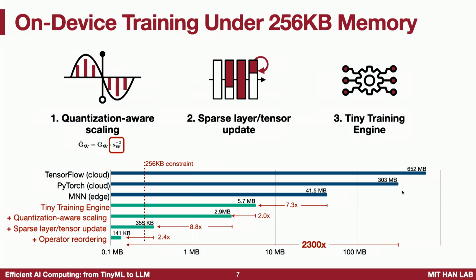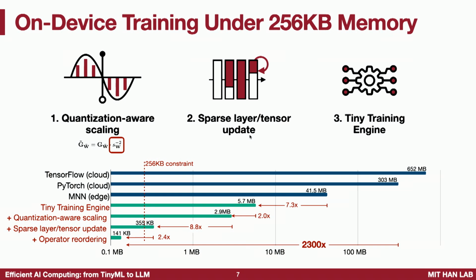So we have this project called on-device training under 256 kilobytes of memory, which consists of 3 techniques. First, using quantization-aware scaling to use lower bits rather than 32-bit, rather than 16-bit, we use only 8-bit for training. The challenge is that it's very difficult to converge since we have very low precision. But we use a scaling factor to deal with this issue, to bridge the gap between the gradient and weight ratio that was distorted due to quantization.